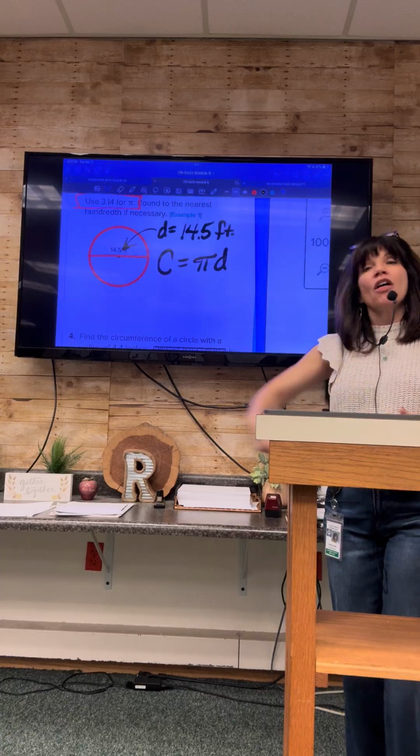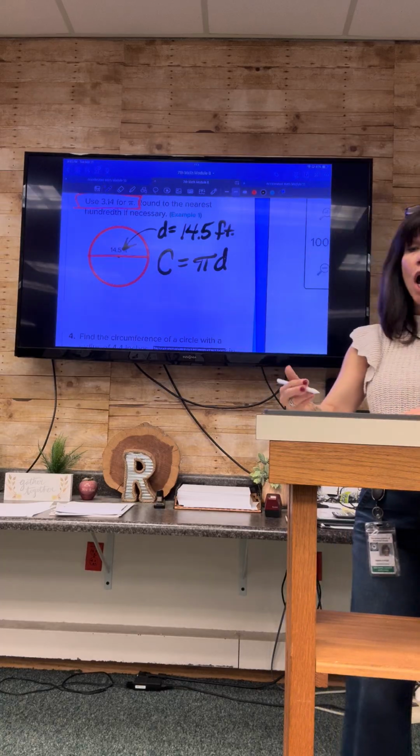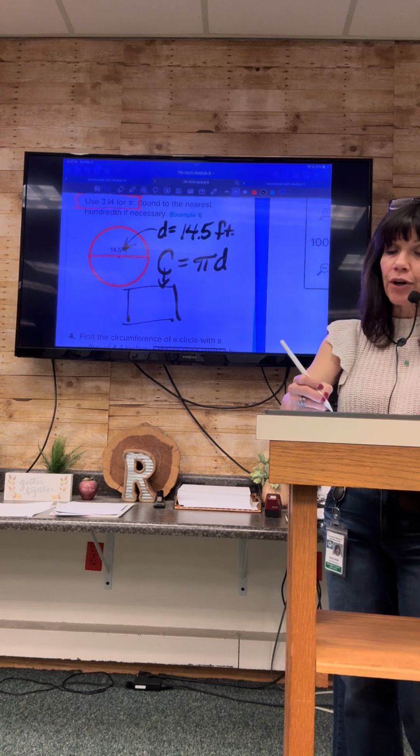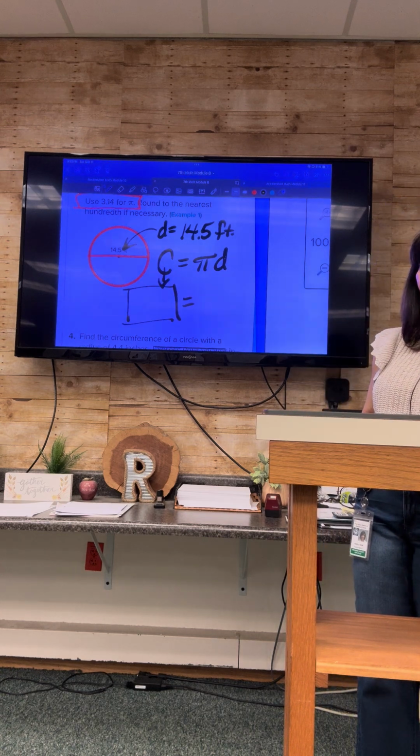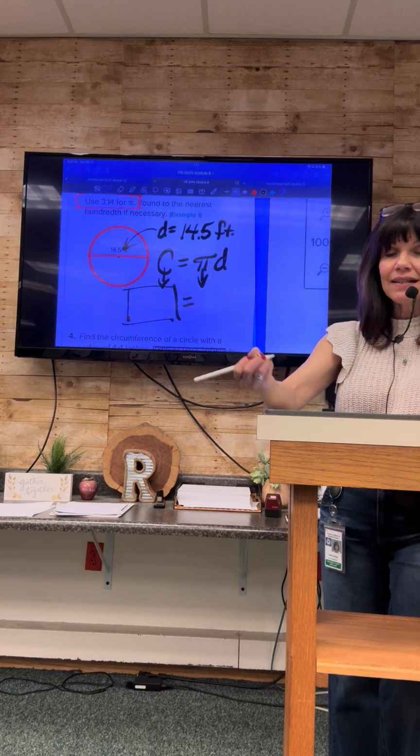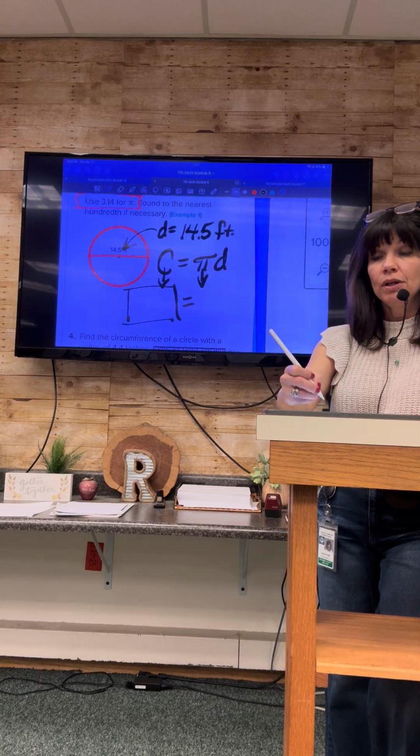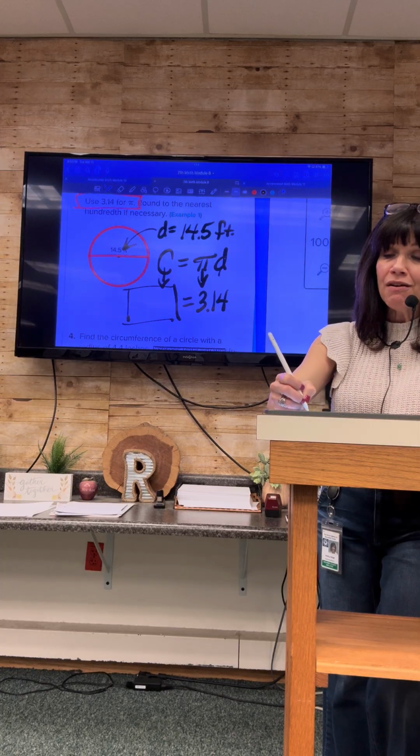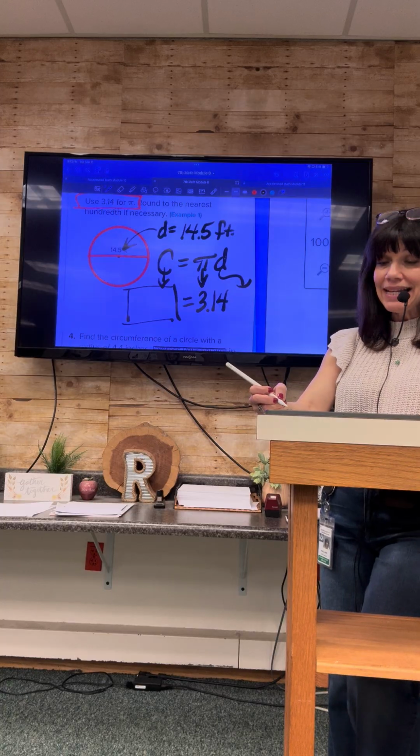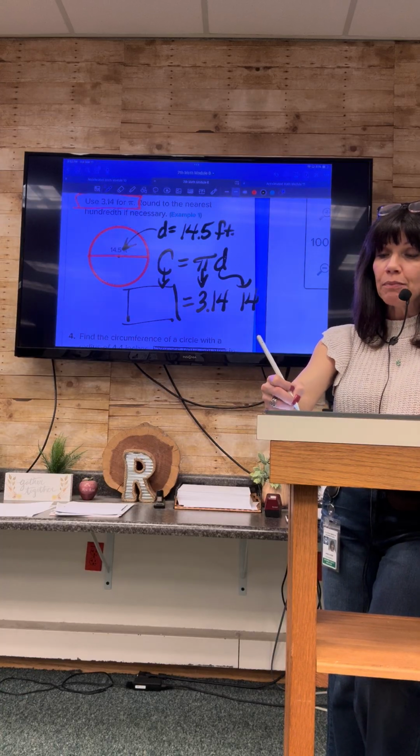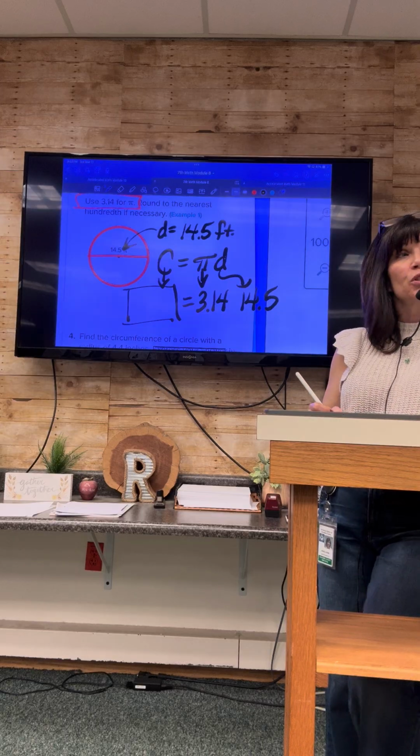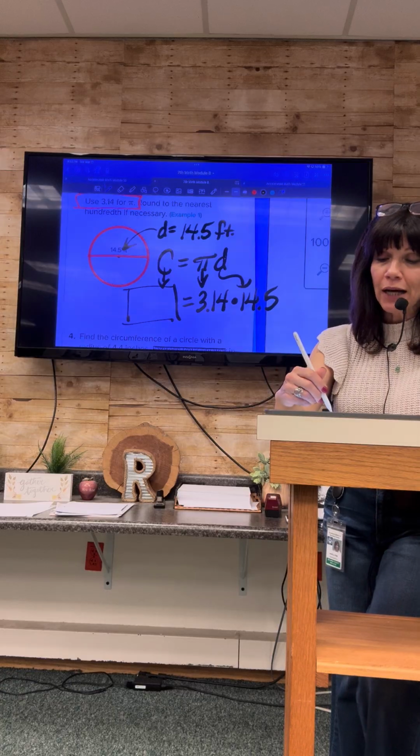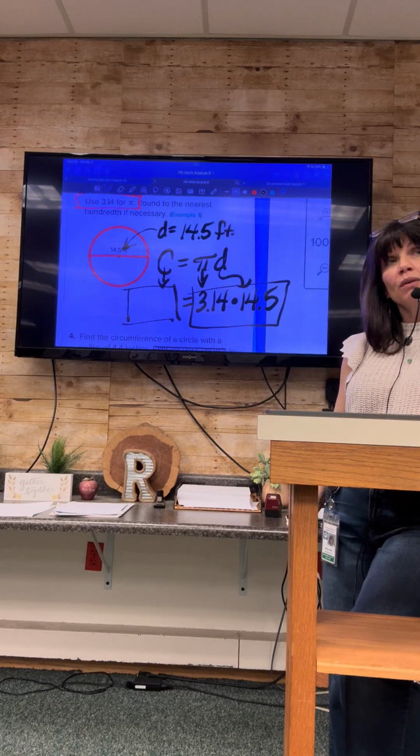Now, did they give us the circumference? No, that's what they are asking for. So under the C, draw a box where your circumference will go in a moment. And under the pi, what did they say to use in place of the pi symbol? 3.14. Do we know the value of that diameter? Yes. What is it? 14.5. And what symbol goes in between, class? Times. Multiply. In a moment, you will multiply 3.14 times 14.5.